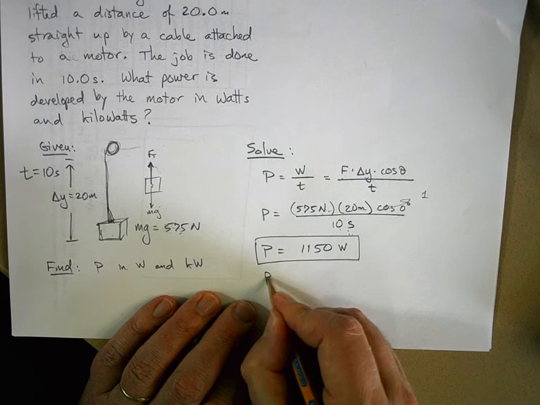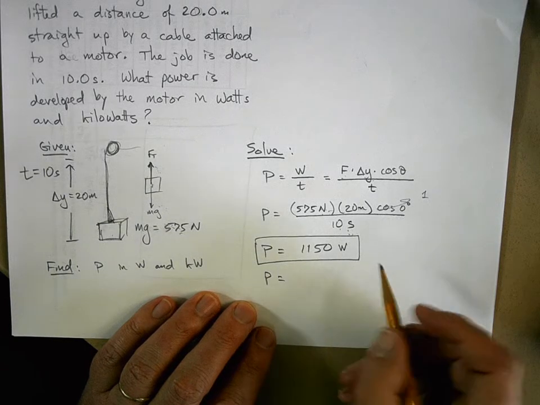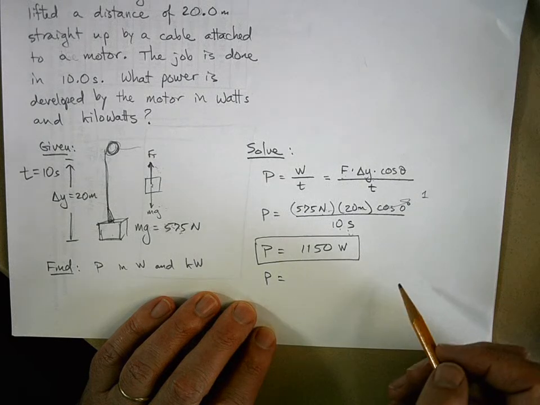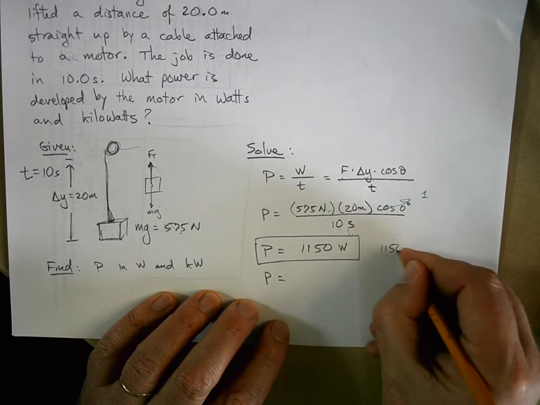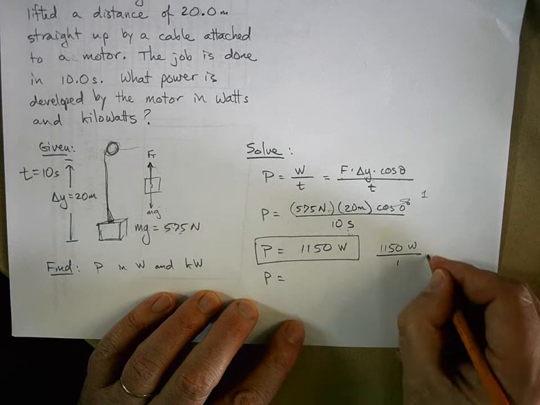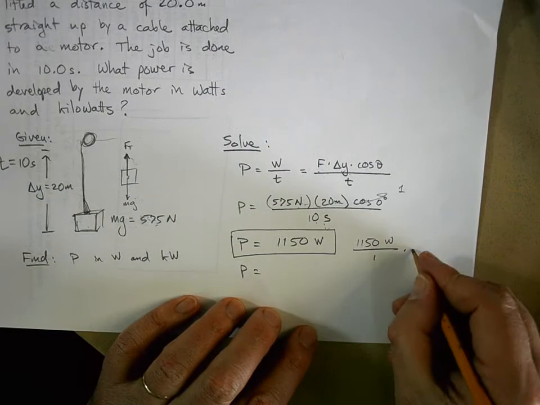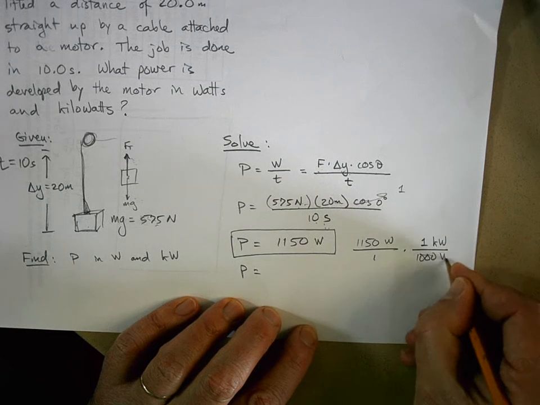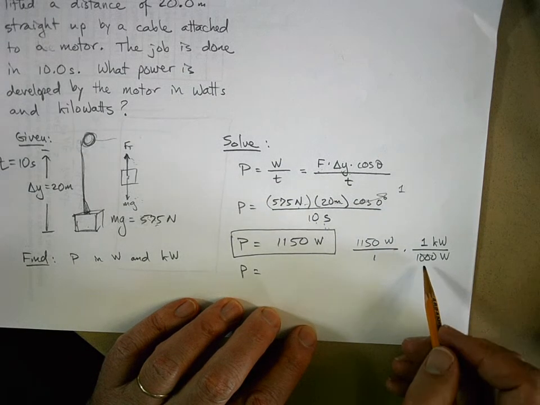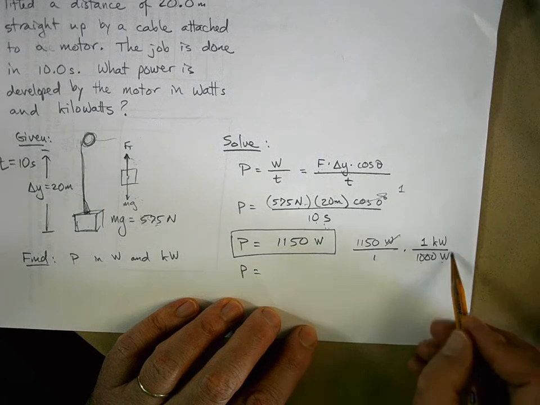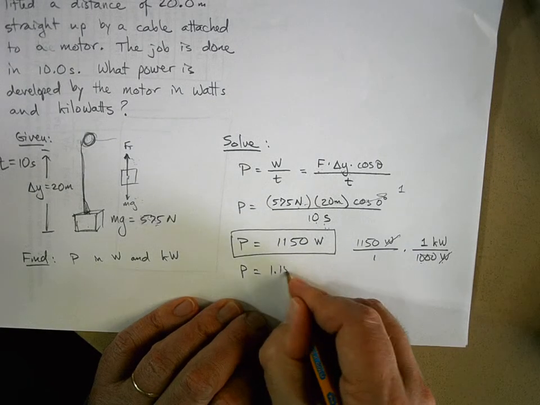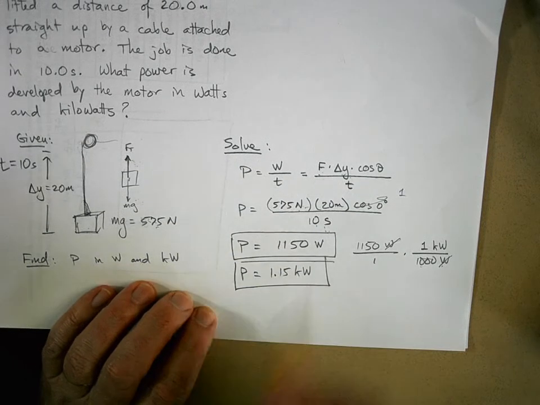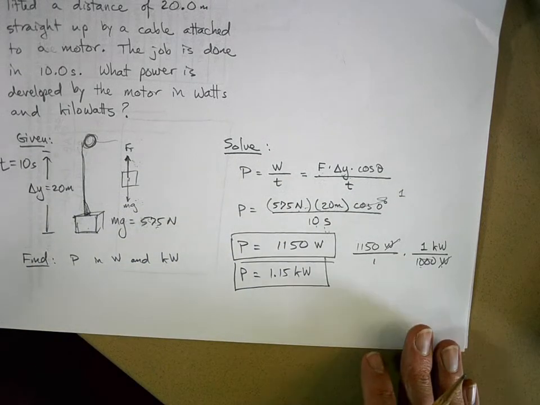Now to express the power in kilowatts, a kilowatt is 1,000 watts. So you divide this by 1,000 and the watts will cancel. Let me just write it out for those who need it. It's just a unit conversion. 1 kilowatt is 1,000 watts. Whenever you see kilo, that means 1,000 of something. 1,000 watts. And you get 1.15 kilowatts. And that's how you do that.